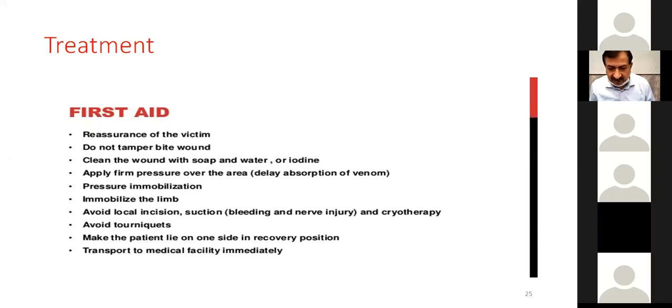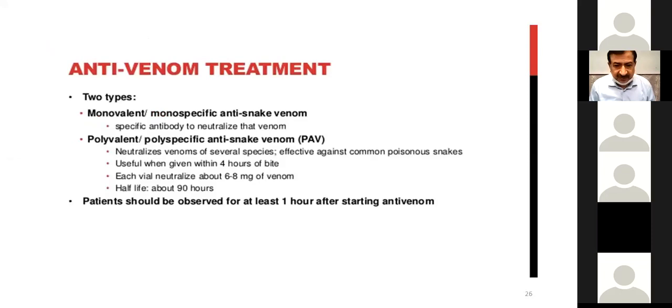Anti-venom treatment, hospital administration में की जाती है और ये polyvalent या polyspecific की जाती है. It neutralizes venom of the several species, effective against common poisonous snakes, useful when given within 4 hours of the bite. Patients should be observed for at least 1 hour after starting anti venom.